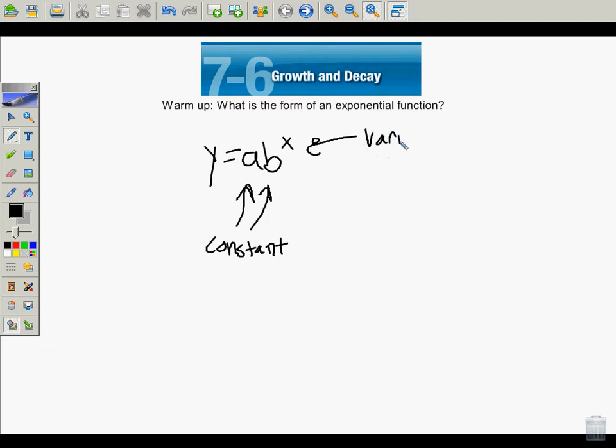Our variable would be in the exponent. So for example, if I actually plug in numbers, I could have y equals 2 times 1/3 raised to the x. My variable is in the exponent, so it is an exponential function.